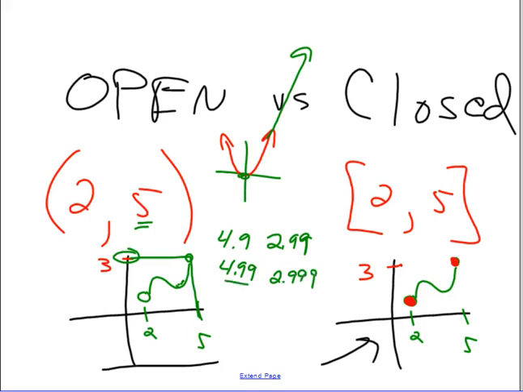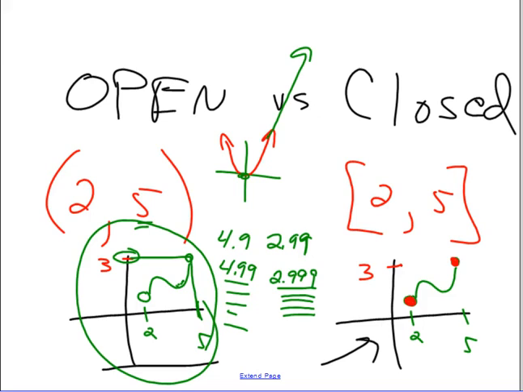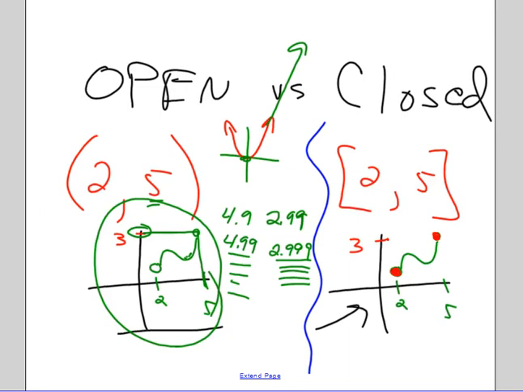And every time I get a little closer to 5, this is going to get a little closer to 3. But I'm never going to get to 3. And I can keep getting closer and closer and closer, higher and higher and higher. There is no absolute maximum value to this. On the other hand, over here, there is a maximum value to this one. The maximum value is 3. When I'm at 5, I get the answer of 3. 3 is the biggest answer.